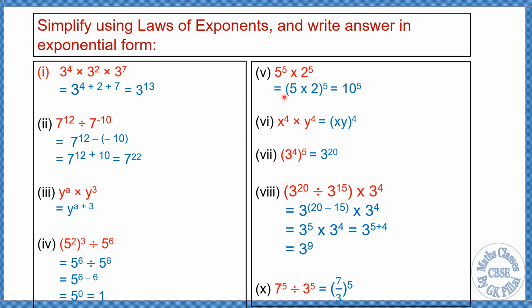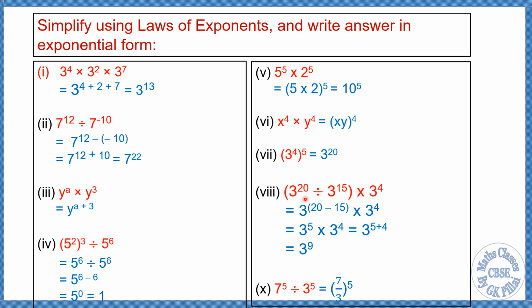The next one, the powers are same, the bases are different. 5 raised to the power of 5 into 2 to the power of 5. 5 into 2 raised to the power of 5, that will be 10 to the power of 5. Here once again it is just like this one only. x to the power of 4 into y to the power of 4 will be xy raised to the power of 4. 3 raised to the power of 4 whole power 5 will be 3 raised to the power of 4 into 5, 20.